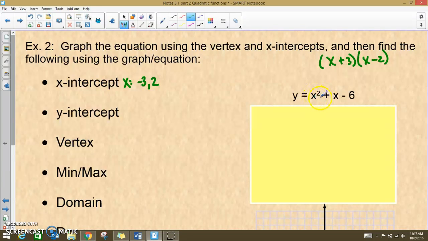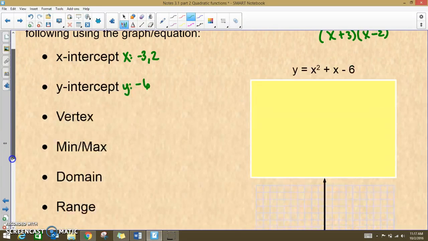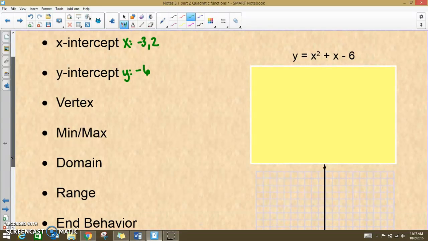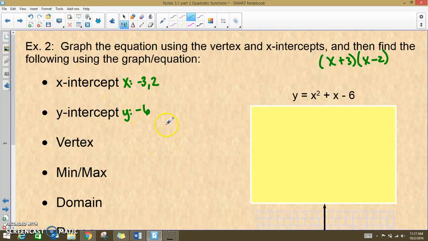My y-intercept, remember we plug zeros in for the x's, and it always turns out to be the constant. So it's a -6. Now we need to find our vertex. Okay, let's see if we can squeeze the work in here. So in finding the vertex, it's -b over 2 times our a. So that exists as -1/2. That's the x coordinate of our vertex.